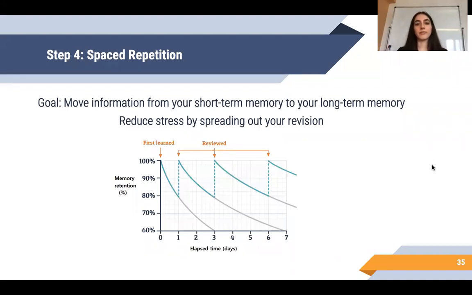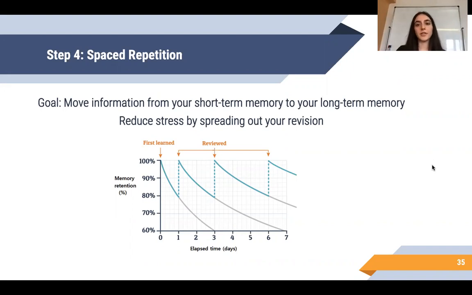And step 4, which is revision. This is the study method that you use to revise. So this is spaced repetition. The goal is to move information from your short-term memory to your long-term memory and to reduce stress by spreading out your revision. So you can see a graph here.